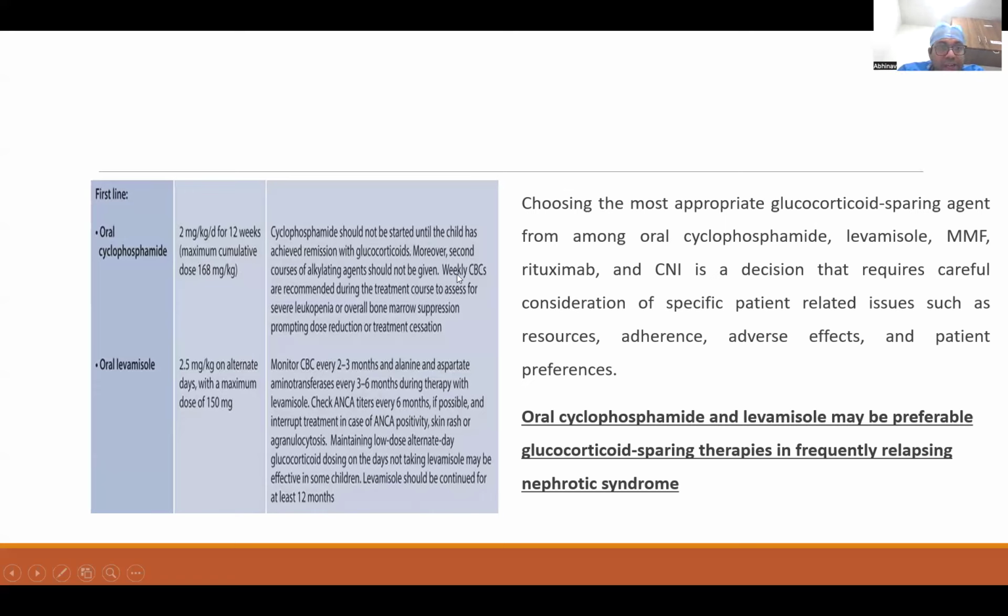Whenever you're giving cyclophosphamide, you have to monitor weekly CBCs, because it has the tendency to cause severe leukopenia. Very important: a side effect of oral cyclophosphamide is severe leukopenia. That is why weekly CBC monitoring is important. With oral levamisole, you also monitor CBC every 2 to 3 months. And another important thing is you have to check the LFTs. Very important.